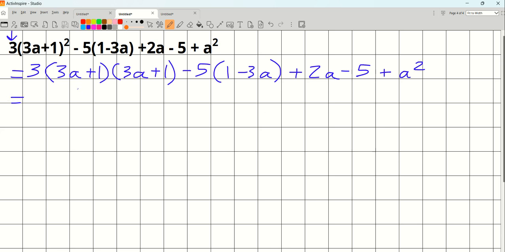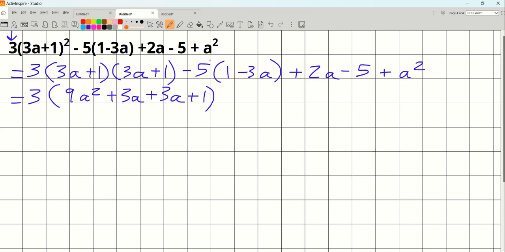Now we start our expanding. We start with expanding the double bracket. This 3 right here, you leave it alone. You don't do anything to it right now. You forget about it. You put it in the trash. You work on the double bracket. You do 3a times 3a. This is 9a squared. 3a times 1, that is a plus 3a. 1 times 3a, this is also a plus 3a. And then 1 times 1 is a 1.